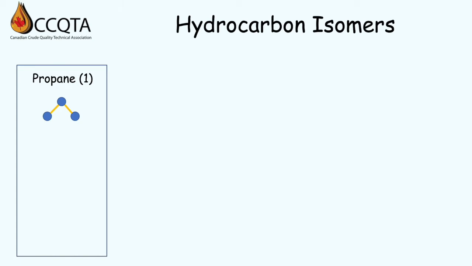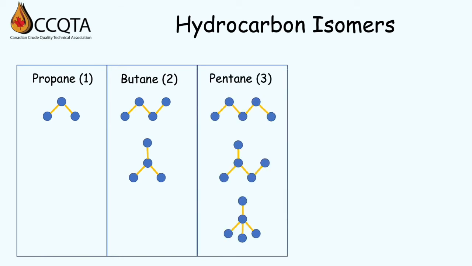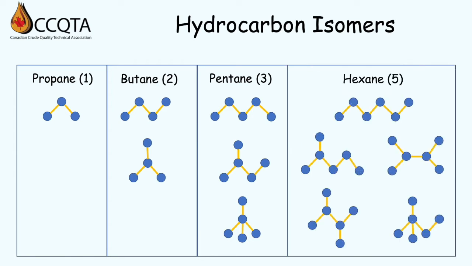As you can see, propane really has no configuration options besides a straight chain. However, as more carbons are added, we see more configurations available. For example, butane C4 has 2 isomers, pentane C5 has 3 isomers, and hexane C6 has 5 isomers. You get the general idea that more carbons means more isomers.